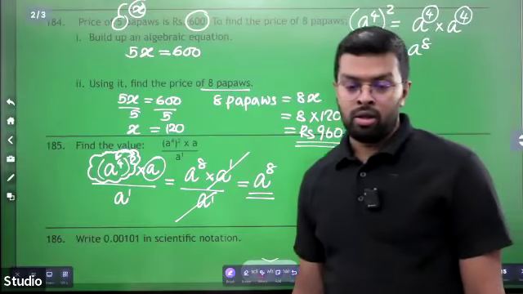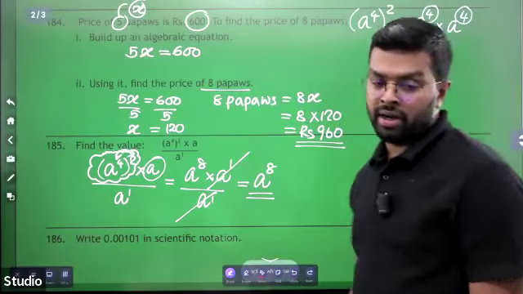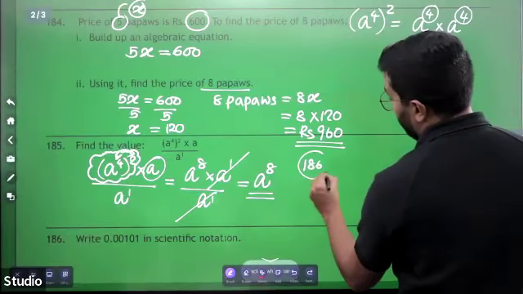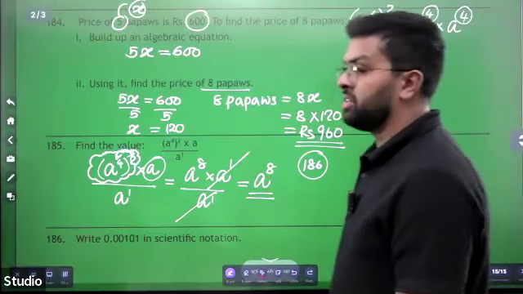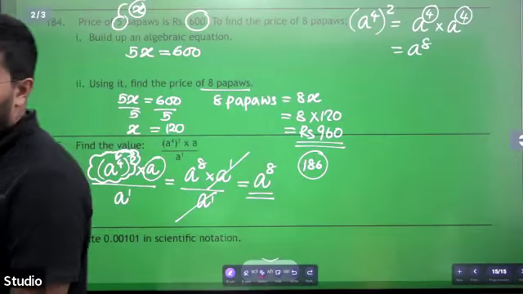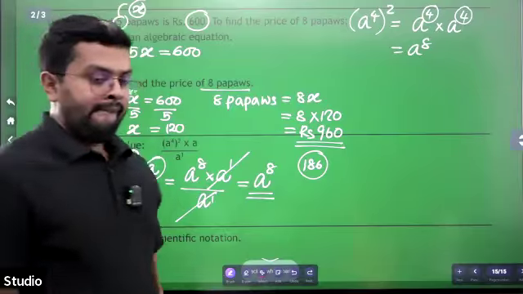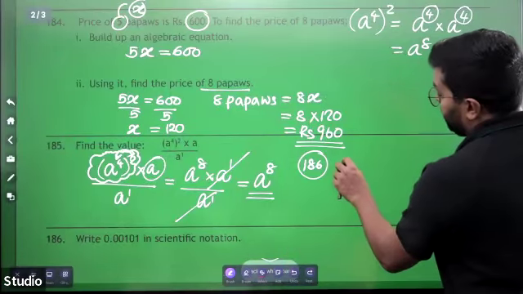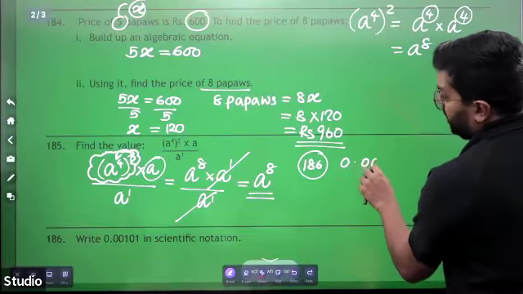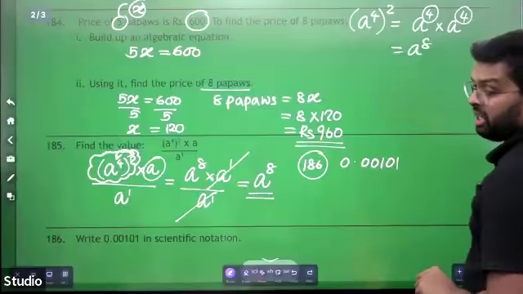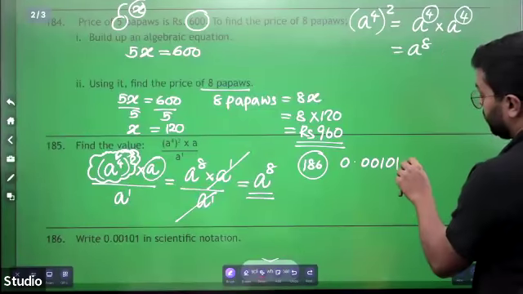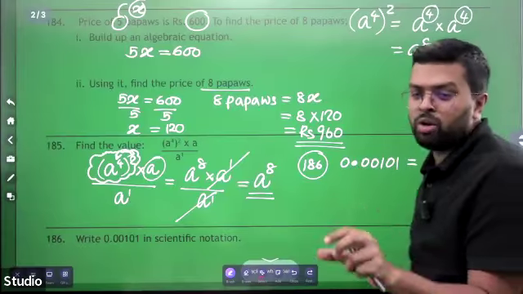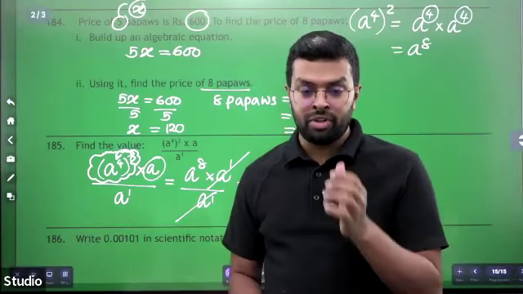Okay. Can I move on to the next one? Question number 186. Let's move on. Write this number 0.00101 in scientific notation.